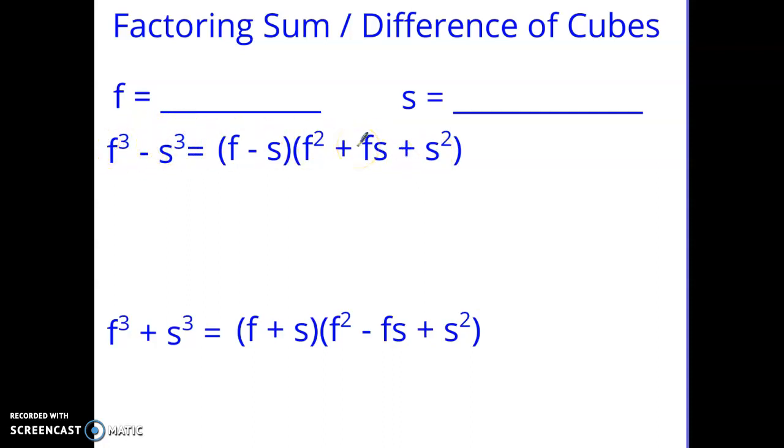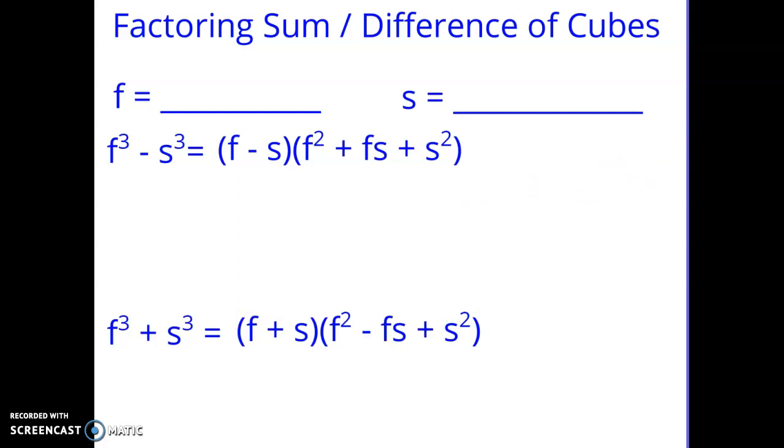to use. The sum of squares we talked about last year, the sum of squares does not factor in the real numbers, but the sum of cubes does. So in this case, we have a formula for the difference of cubes, and we have a formula for the sum of cubes. Now, at this point in the semester, I'm not going to make you memorize the formula, but later on, after we've used it for a while, you're going to need to have this memorized. Most of your college professors are going to expect that you have this memorized.